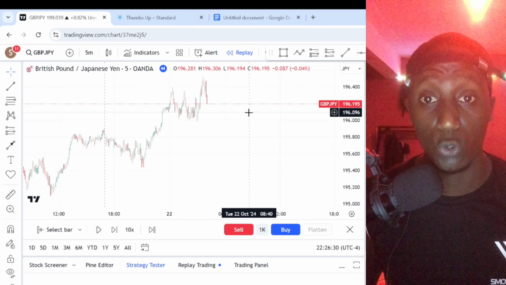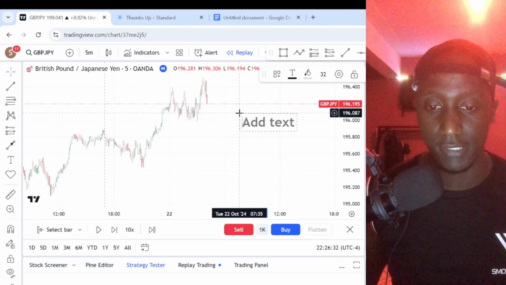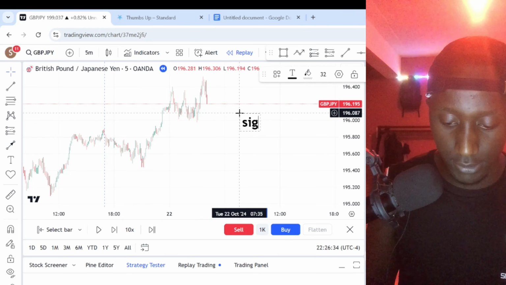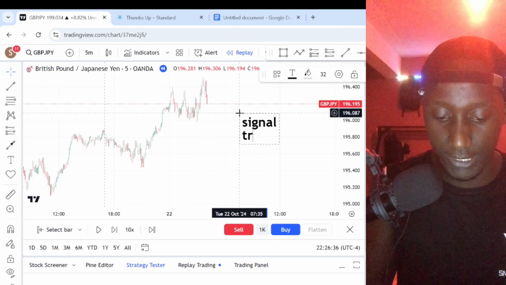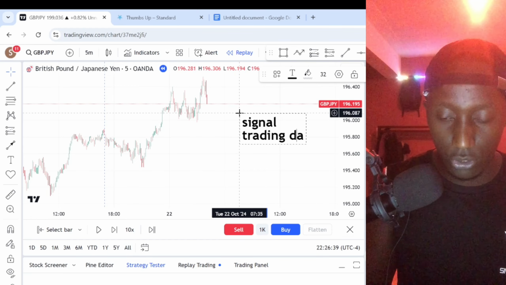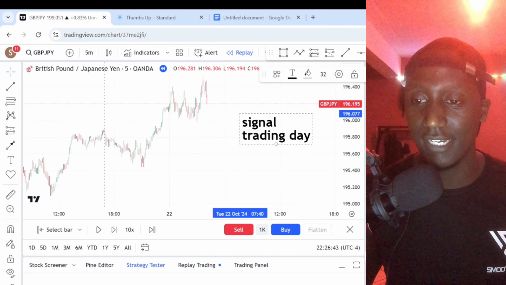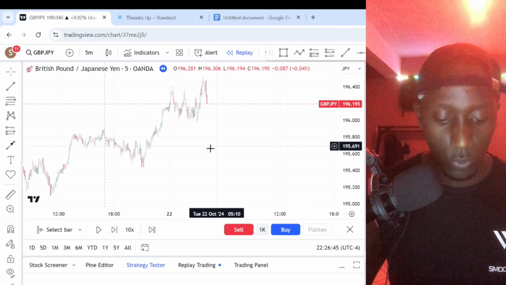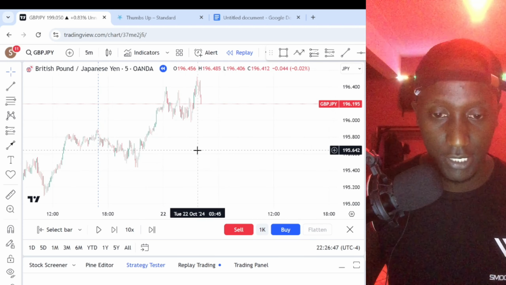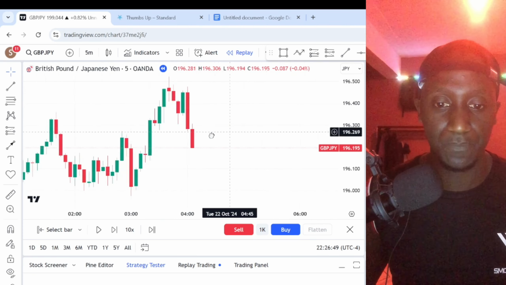This strategy has two parts. Part one is the signal days, and then part two is the trading day. So let's start with the signal day. So what exactly is the signal day? What I want you to imagine is, look at this price action here.